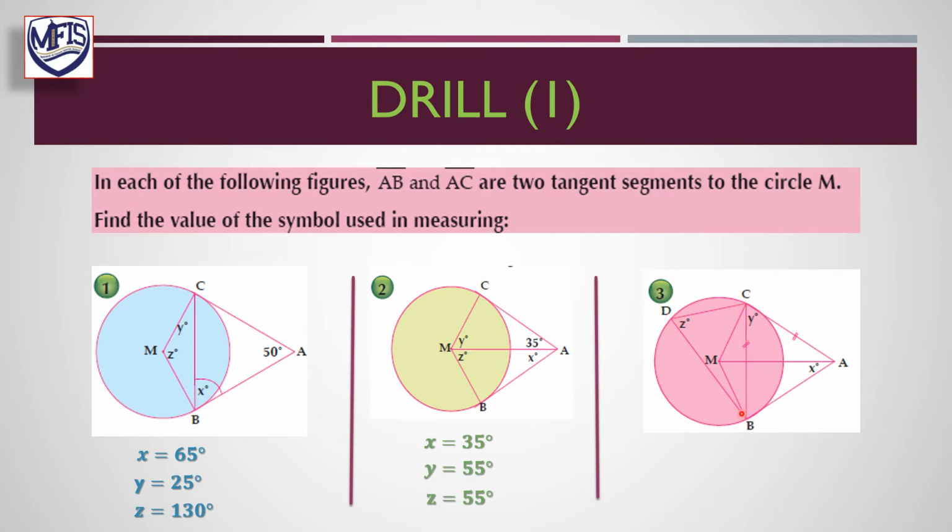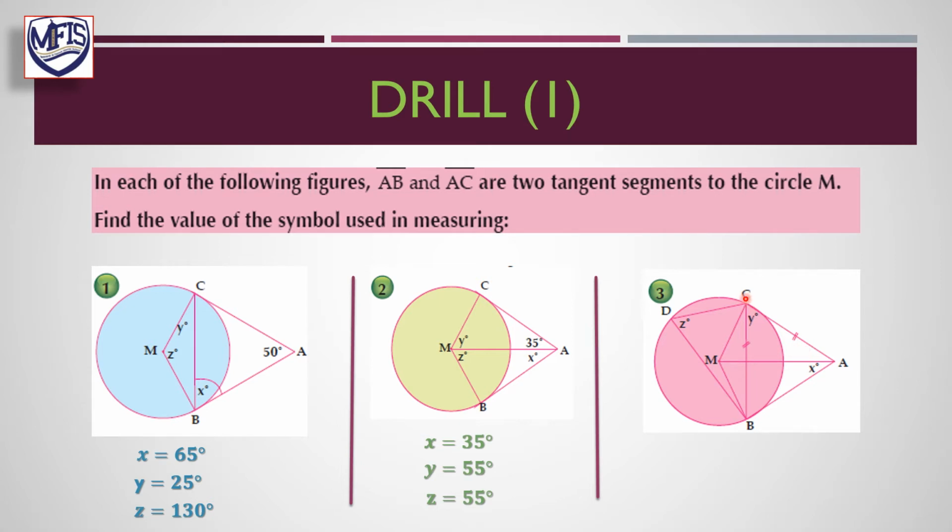Angle CDB is an inscribed angle subtended by arc BC. And also measure angle CMB is a central angle subtended by the same arc BC. That means measure angle Z equals half of measure angle CMB. But I don't know the measure of angle CMB. How to find the measure of angle CMB?